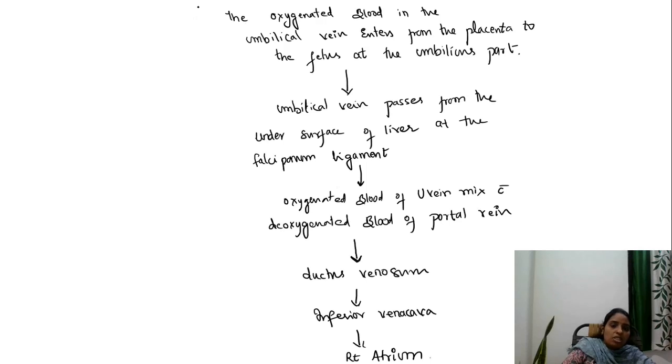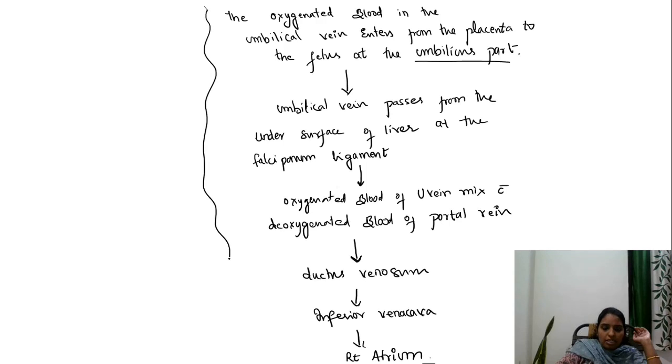The flow chart, you can remember it very easily. Two methods: one is the flow chart method and the other is a diagrammatic explanation. So now, from the entry at the umbilicus to the heart: first, the umbilical vein passes under the surface of the diaphragm at the falciform ligament. There it mixes with the deoxygenated blood of the portal vein. Now the mixed blood enters into the ductus venosum, from there to the inferior vena cava, and from there to the right atrium of the heart.